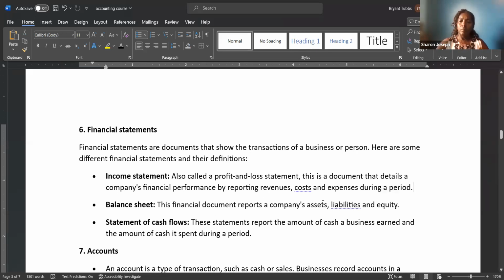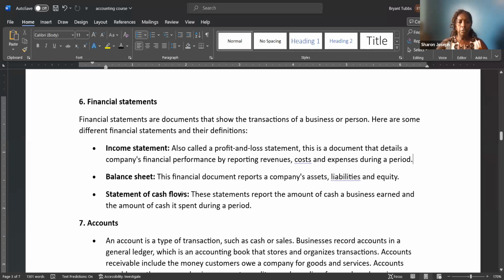So that is as opposed to the balance sheet. The balance sheet is a financial document that reports the company's assets, liabilities, and equity. This is the ongoing value of the business. Okay? And we'll talk about how the income statement and balance sheet are related a little bit later on.